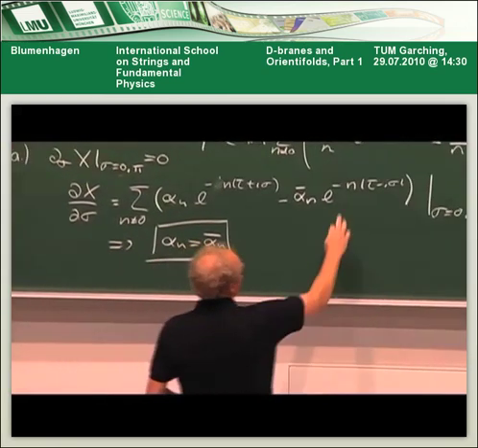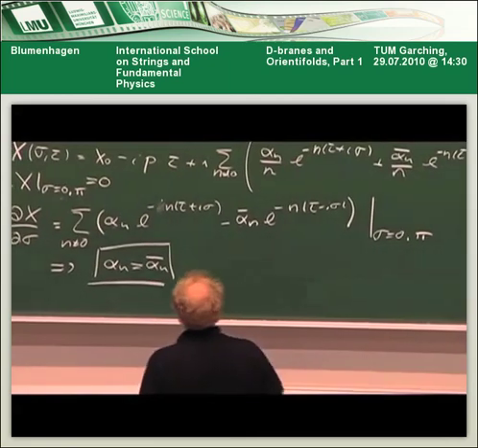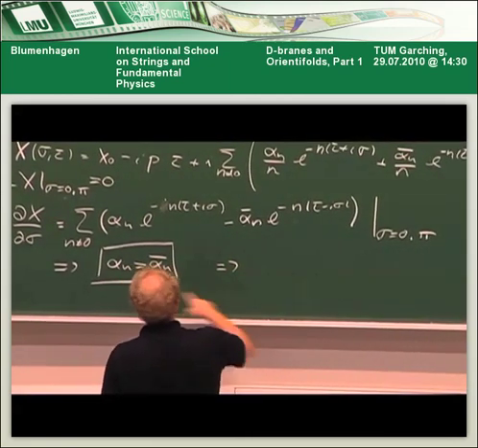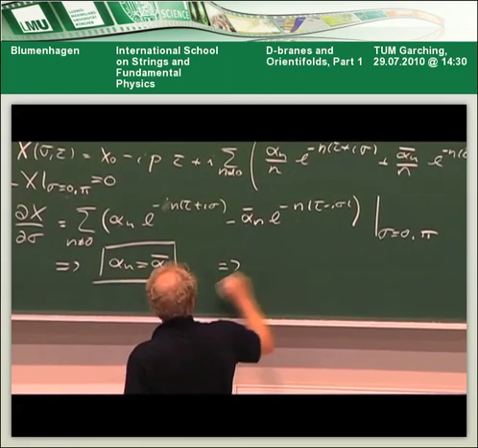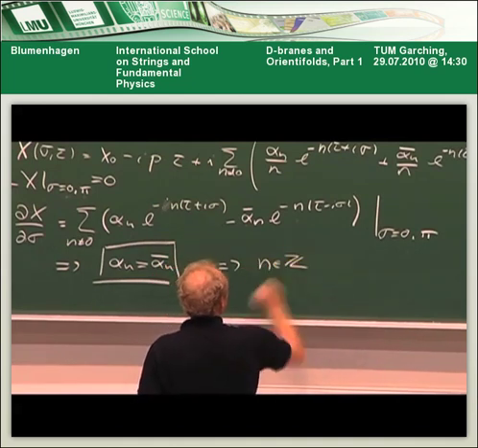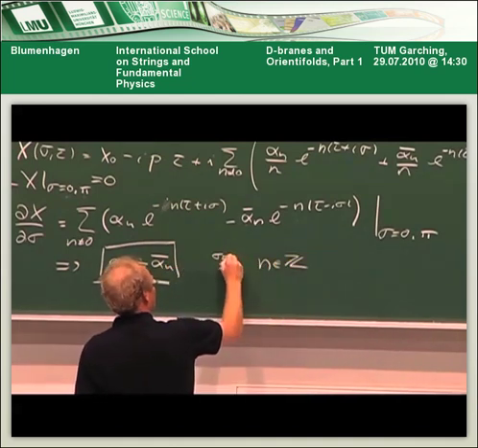So this implies that alpha n is equal to alpha n bar. And from the second condition, at pi, you find a condition on these modes n, that n has to be integer. And so this comes from the second boundary condition.